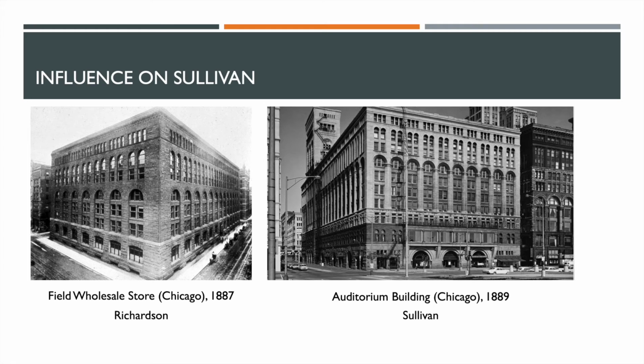Here you can see the similar arches and the more blank facade, which was a change for Sullivan at the time. Sullivan did use newer materials like steel in his buildings, which Richardson never had the opportunity to use, as he used more stone in almost all of his builds.